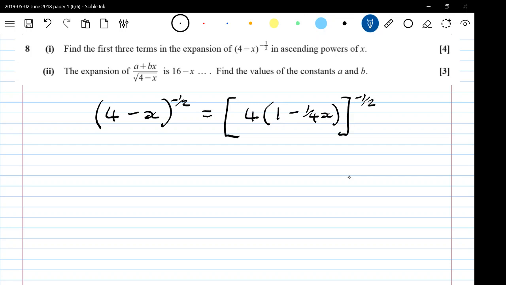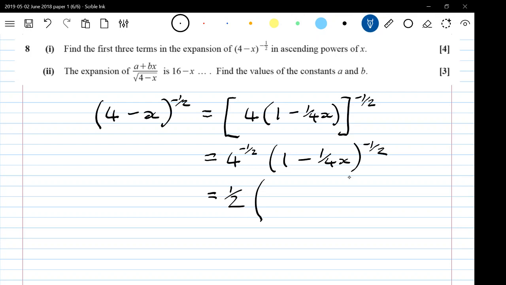which means it will look like that. Notice all of that is inside the bracket that's to a power of minus a half. So that power of minus a half is applying to both things inside the bracket. 4 to the minus a half times 1 minus a quarter x to the minus a half. 4 to the power of minus a half. 4 to the half is 2. Minus 1 as a power means we've got a half in front of what we're writing.